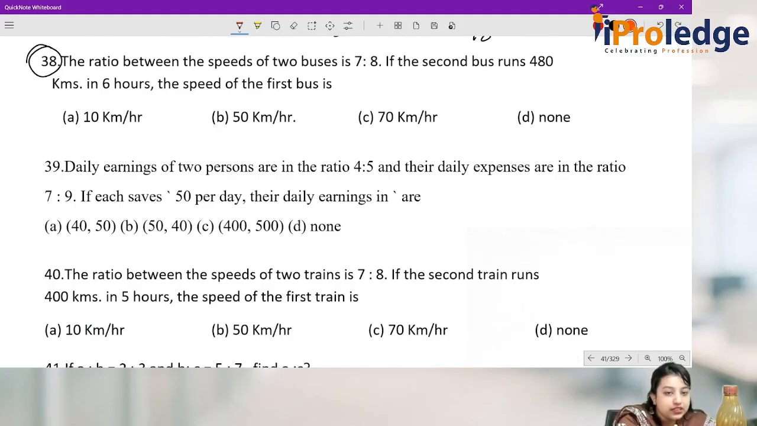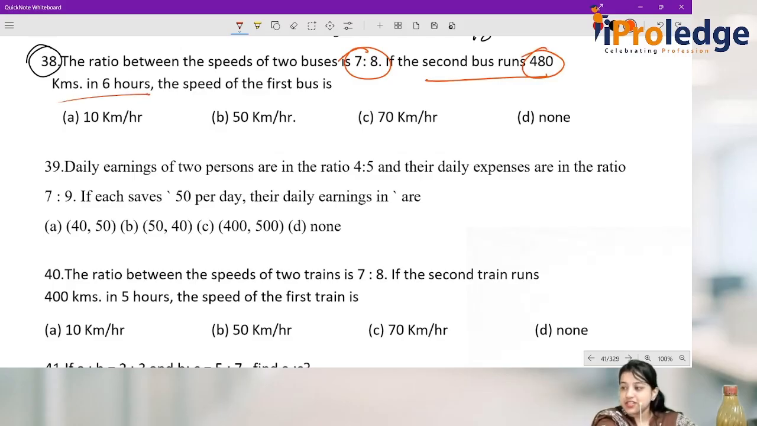38. The ratio between the speeds of two buses is 7:8. What is the relationship between speed, distance, time? Speed equal to distance by time. In the second bus, they have given: second bus runs 480 km in 6 hours. What is the speed of the second bus? 80 km per hour. So what should it be here? 80. If 8 becomes 80, then the 7 will become 70.